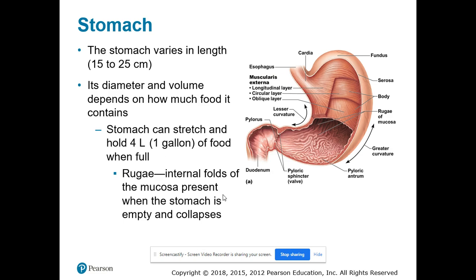Now your stomach varies in length from 15 to 25 centimeters, and its diameter and volume is going to depend on how much food is in it. In fact, the stomach can stretch to hold 4 liters or about 1 gallon of food when it's full.